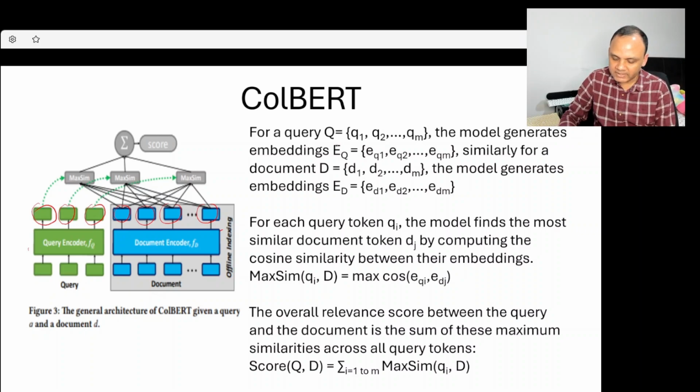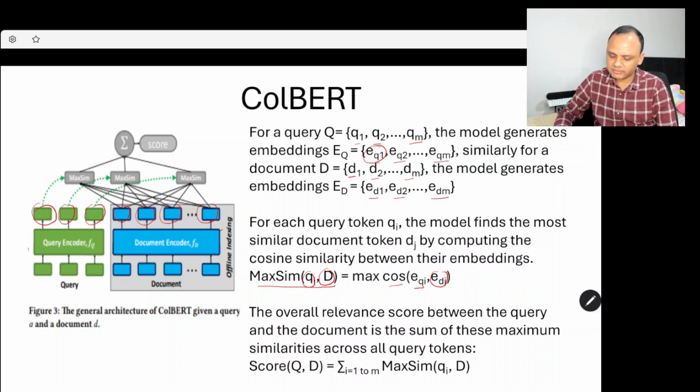So let's say for a query we have Q1, Q2, Qm as tokens, and the model generates embeddings for each of the tokens, like EQ1, EQ2 and EQM. Similarly, for a document D, we break that into D1, D2, DM, and the model generates the corresponding embeddings ED1, ED2 and EDM. For each query token QI, the model finds the most similar document token DJ by computing the cosine similarity between their embeddings, and that is given by MaxSim between QI and D. D means the entire document and QI means an individual token, and that is defined by the maximum of the cosine similarity between EQI and EDJ. EQI is our query embeddings and EDJ is our document embeddings.